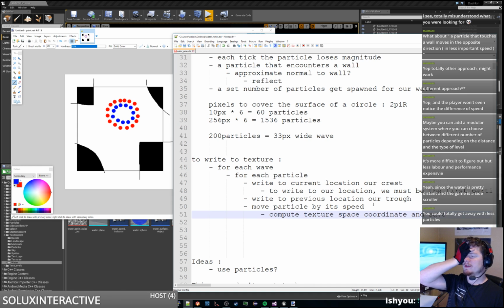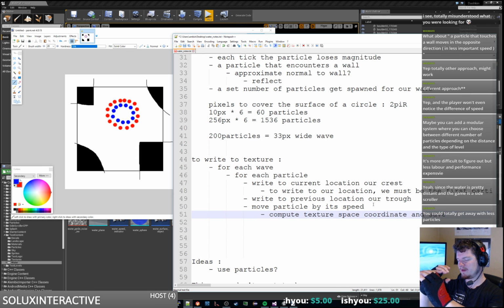So this would write, we spawned them all here. The first tick, they would write to their current location. The previous location would be nothing, so we wouldn't write to it. We then tick, they would move out. We would write to our current location. We'd only write once, so we'd still have the same magnitude all around in our circle or square.